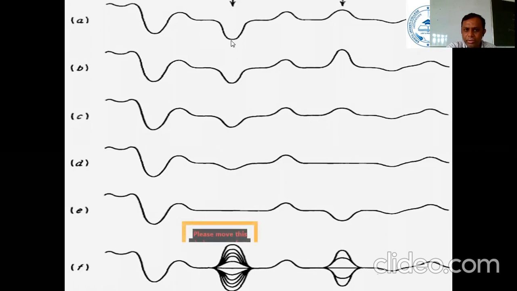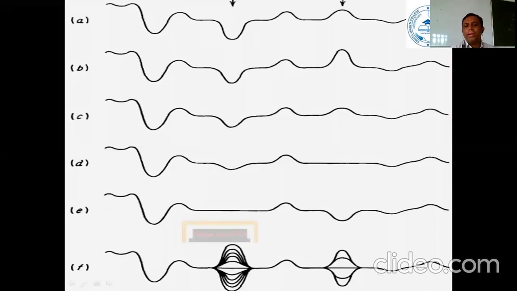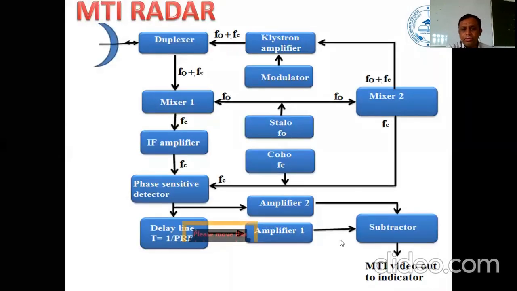So when you look at the first two waveforms, this is the waveform I received, and after 1 by PRF, this is the second waveform. There is no difference, so the output of the radar will be zero. Compare these two, there is a slight difference. Compare these two, there is a slight difference. When I compare these, the difference is increasing. So the output of the subtractor will give you one value, and that value will be the velocity of the target. So when I go back to the block diagram, this is what happened there.